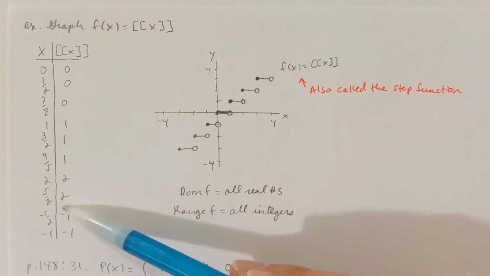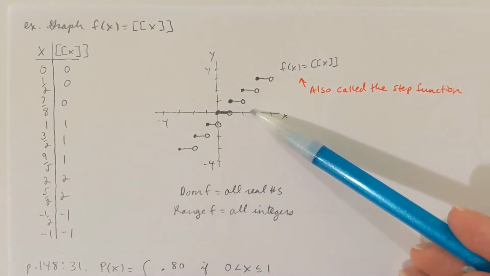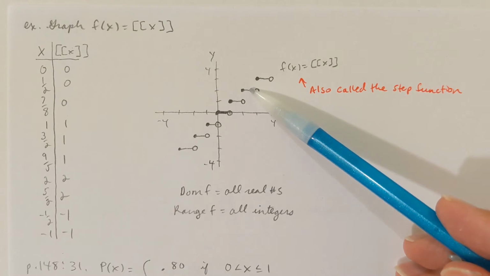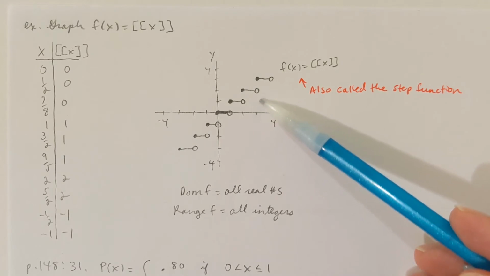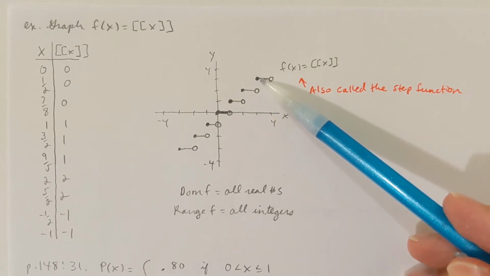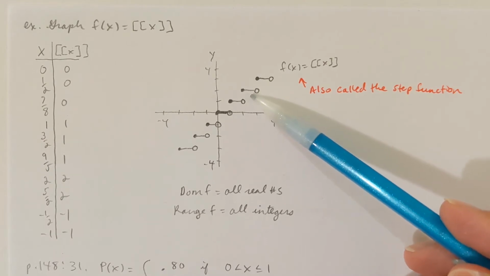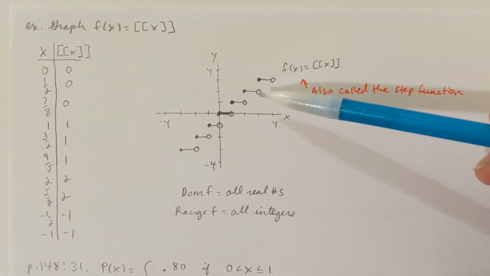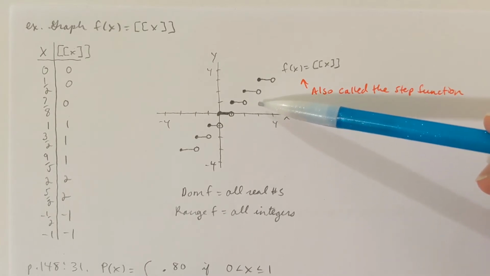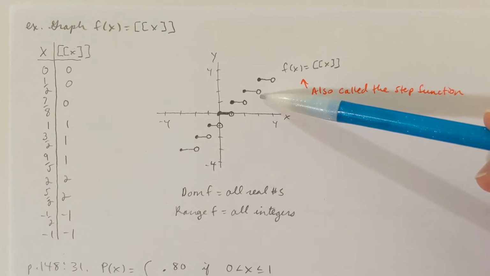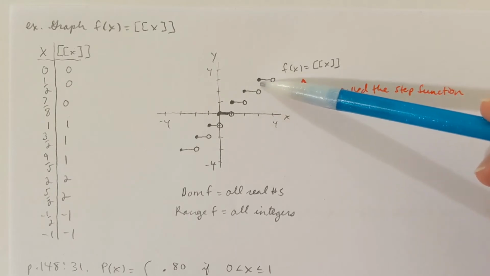If x is 5/2, here's 5/2, we get 2 as the output. F of 3 is 3. Anywhere from 2 to 3, disregarding 3, would mean that I get 2 as the output. Here's 3, (3, 2) is not on the graph, because (3, 3) is on the graph.